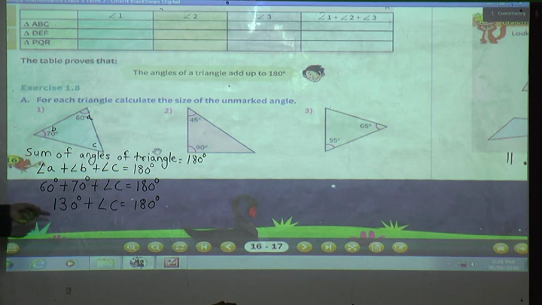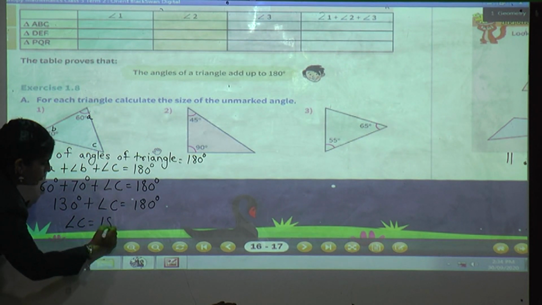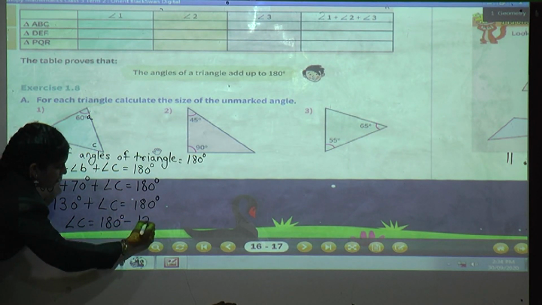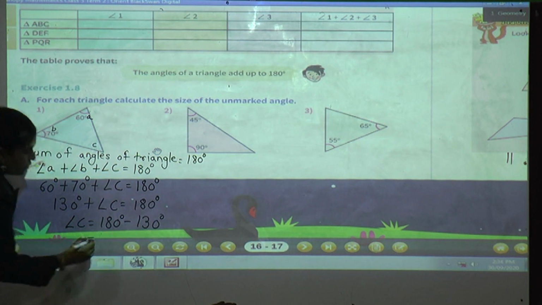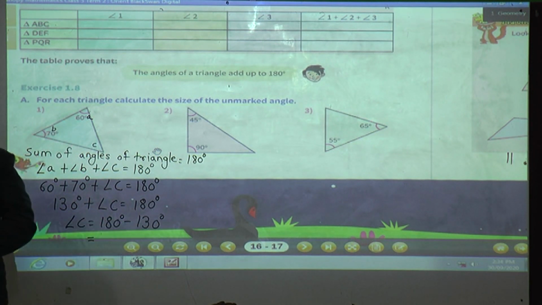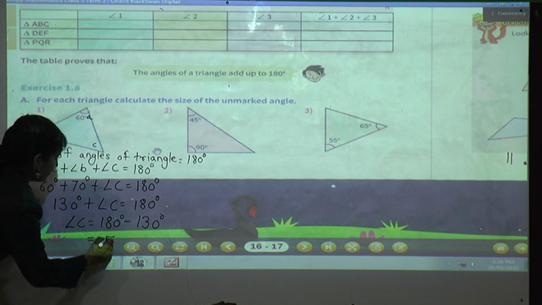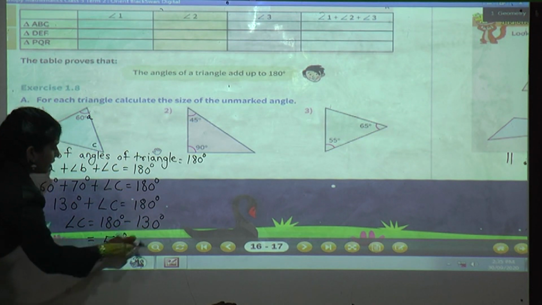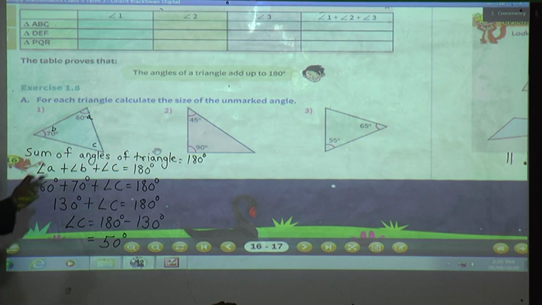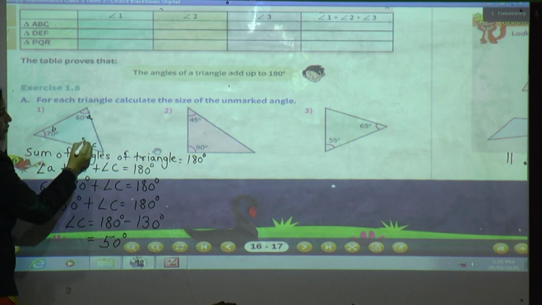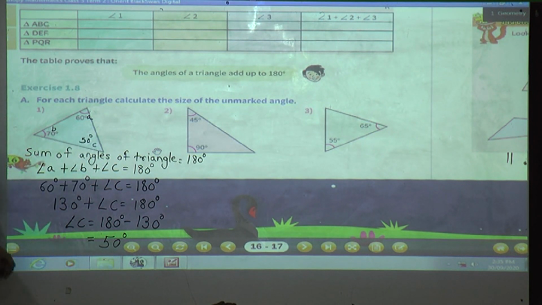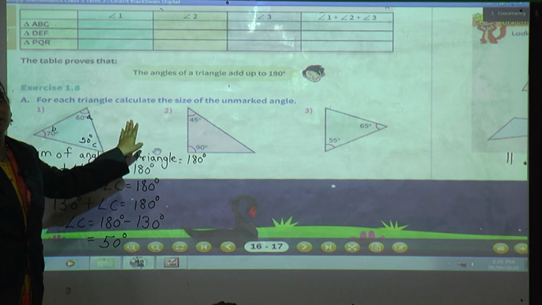Now just subtract 130 from 180 like this. Angle C is equal to 180 degree minus 130 degree. So what is the answer, students? Yes, it is 50 degree. 180 minus 130 is equal to 50 degree. So the measure of angle C is equal to 50 degree. So students, always remember that the sum of the three angles of a triangle is 180 degree.